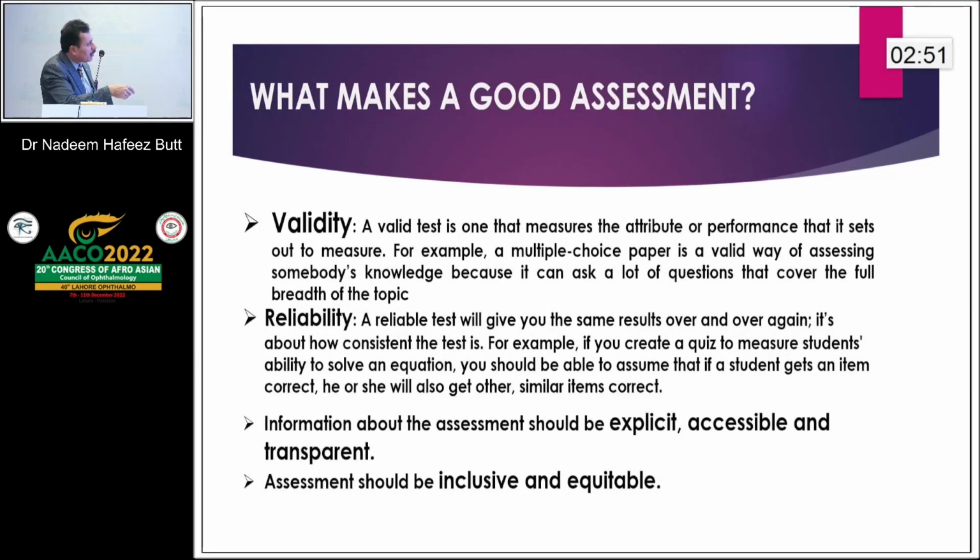Validity and reliability should be there. By validity I mean that a valid test is one that measures the attribute or performance that it sets out to measure. For example, a multiple choice question paper is a valid way of assessing somebody's knowledge, because it can ask a lot of questions that cover the length and breadth of the topic. Whereas reliability is that the test will give the same results over and over again; it's about how consistent the test is. And information about the assessment should be explicit, accessible, and transparent. And assessment should be inclusive and equitable.